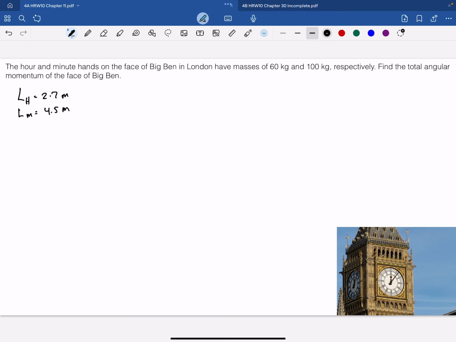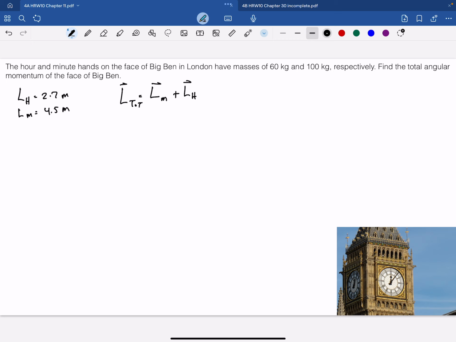If we're going to find the total angular momentum, like all momenta, we can just add them together. So the total is going to be the angular momentum of the minute hand plus the angular momentum of the hour hand. And strictly, these are all vectors. So let's get the direction out of the way to begin with. We're just going to apply our right hand rule and figure out the direction of angular momentum of a clock face.